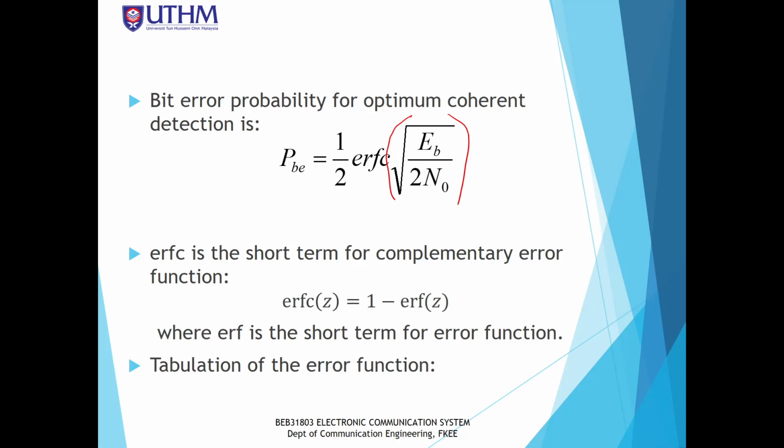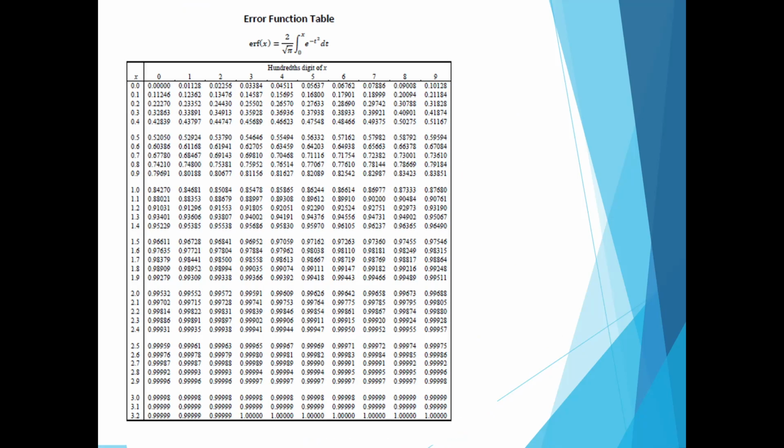So how to find the error function? There are two tables. The first one is the ERF table, or error function table. We have x, the input, and the numbers over here are the output, the probability of bit error.